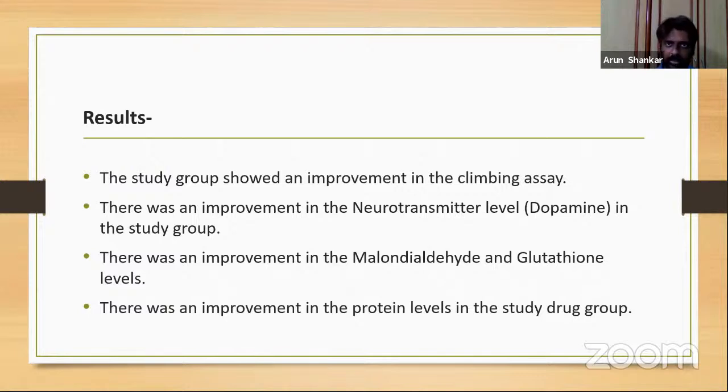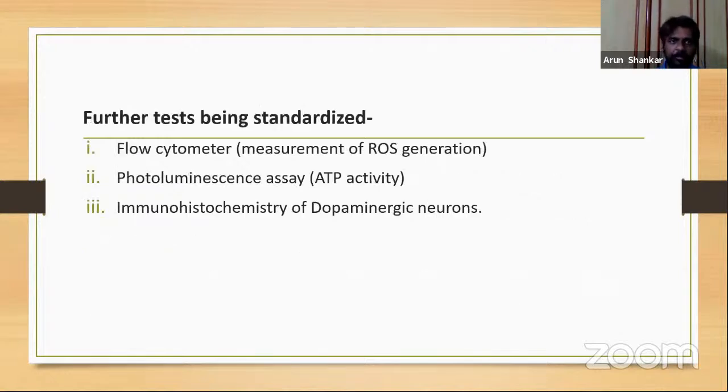The dopamine levels were estimated using HPLC, and there was a significant difference when we compared it with the disease control group. And when we look at the inflammatory markers, there was an improvement in the malondialdehyde and the glutathione levels in the groups which were fed with the abragbasma or the herbomineral, and also the protein level was observed to be improved in the study drug group.